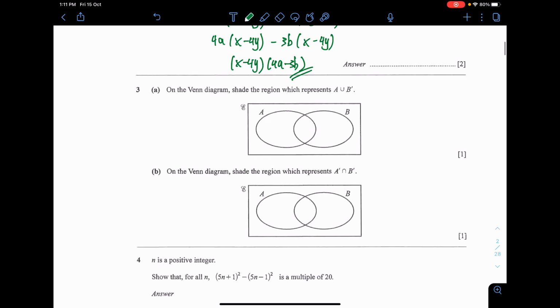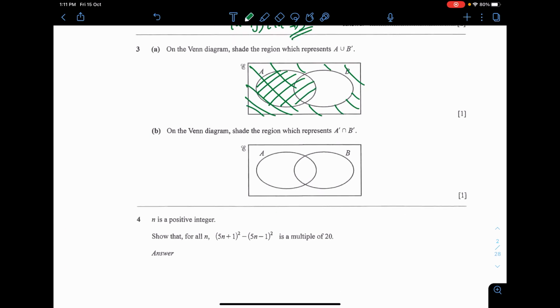Question 3. On the Venn diagram, shade the area that represents A union B complement. So I'll shade the area of A first, and then I want to shade the area of B complement. Well, that is outside of B. And since this is a union, that means everything that I've shaded is the answer. Hence, this is the answer.